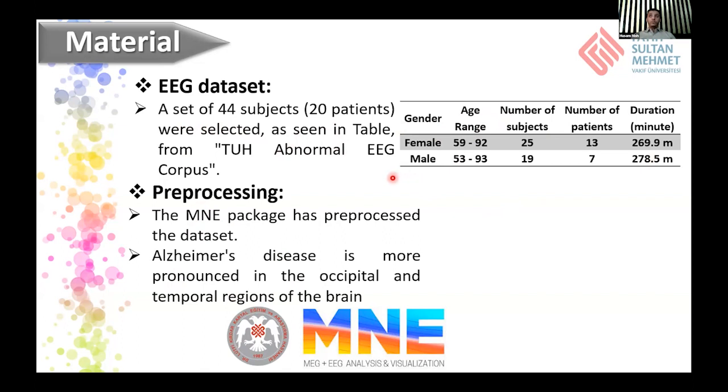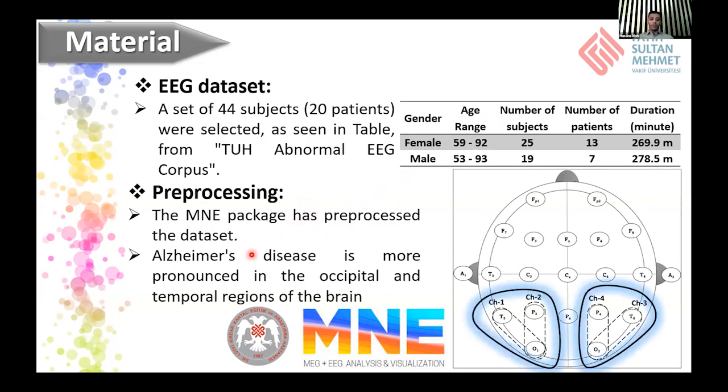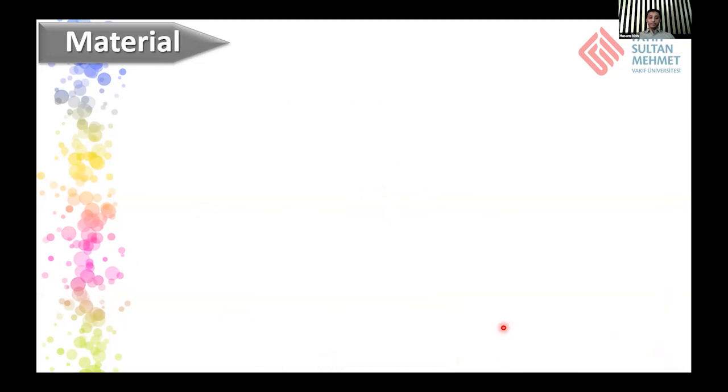And also, as usual with EEG, we used the MNE package to process the data set, eliminating interference and removing ocular artifacts and EMG signals. Also, our work is limited to 4 channels, because Alzheimer's disease is more pronounced in the occipital and temporal regions of the brain.